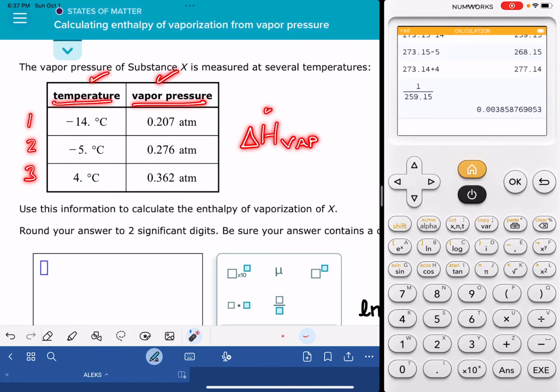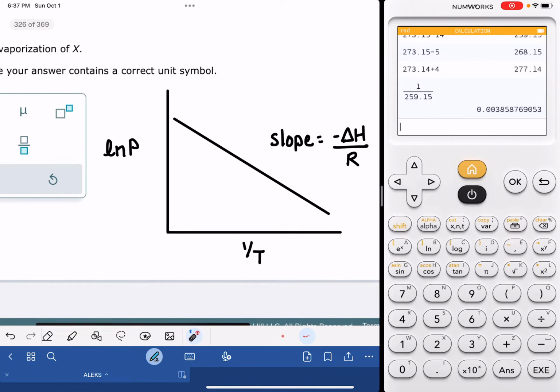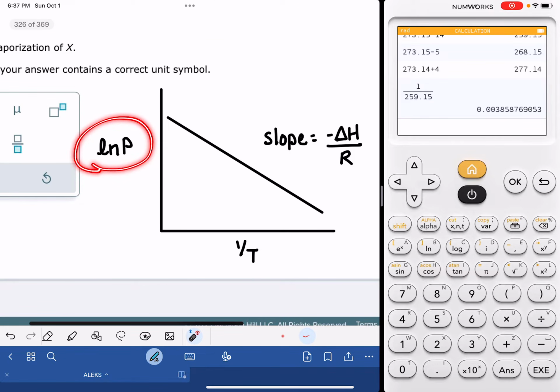The relationship between these 3 variables is kind of linear. If we take the natural log of the pressure and plot it against 1 over the temperature, then the slope of the line that we get is going to be equal to negative delta H over R. R is our constant, 8.3145 joules per mole Kelvin. So if we know the value of the slope of the line, and obviously we know the value of R, we'll be able to figure out delta H.